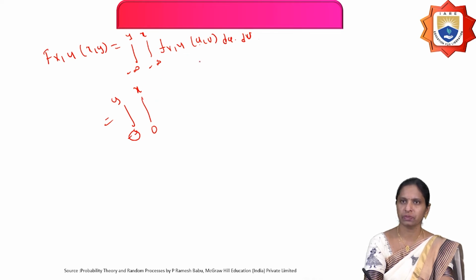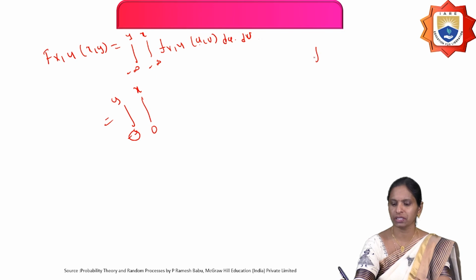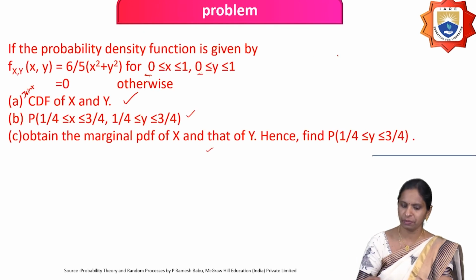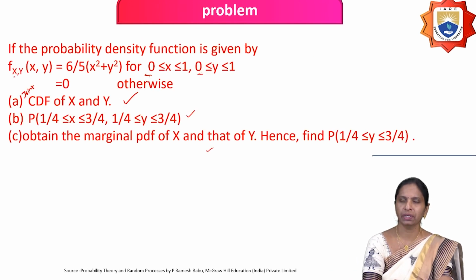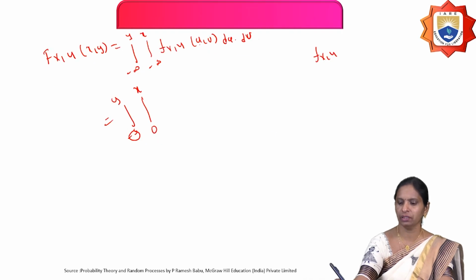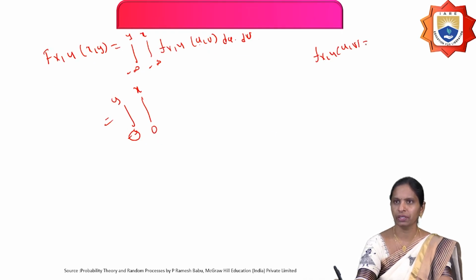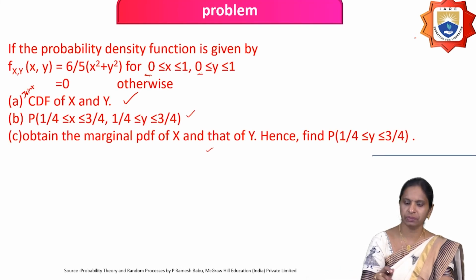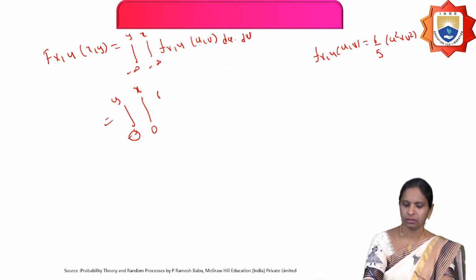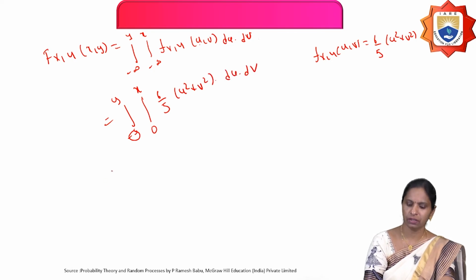Into what? f_XY of u comma v. What is f_XY of x comma y? They have given 6 by 5 into x square plus y square. Then what is f_XY of u comma v? Just replace x by u and y by v. Then what can you obtain here? 6 by 5 into u square plus v square. So 6 by 5 into u square plus v square du dv.